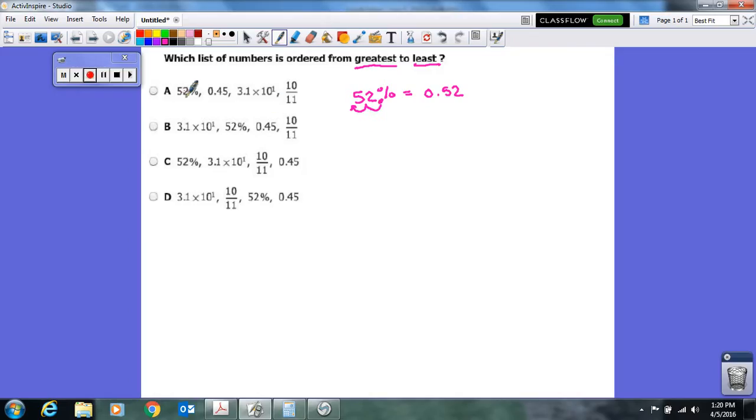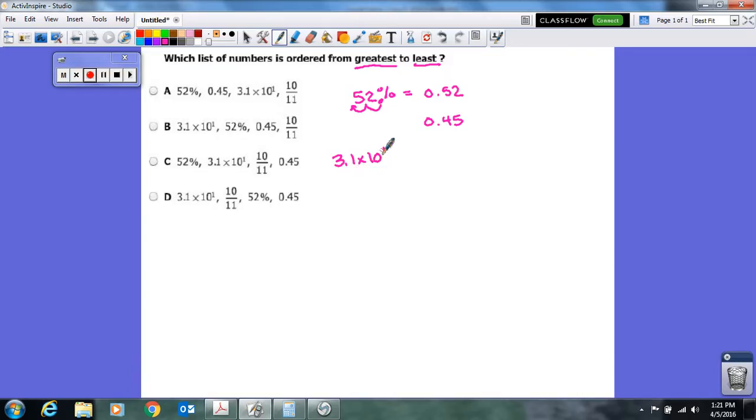All right. That one's done. The next value we have is 0.45, which again appears in every single answer. 0.45 is already a decimal, so that's kind of nice. I don't have to do anything with that one. All right, so our next number we have to work with is 3.1 times 10 to the first power, which again appears in every single answer. So let's work on that one next. 3.1 times 10 to the first power.